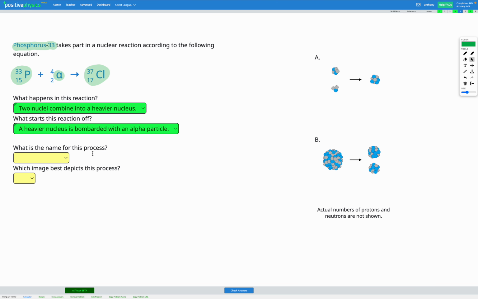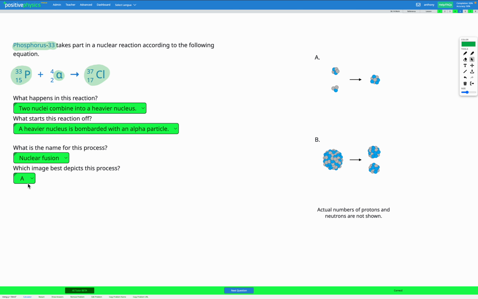The name for this process, since we've got two things combining together, is nuclear fusion. And our best image for that would be A. We've got two nuclei joining together to form one bigger one. So you can see in these last two examples, both were bombarded with an alpha particle. But the first example showed fission, where the large particle split into two, and this example showed fusion, where our alpha particle actually fuses with our other particle to form a bigger one. So being bombarded with an alpha particle can be either fission or fusion, so watch out for that.